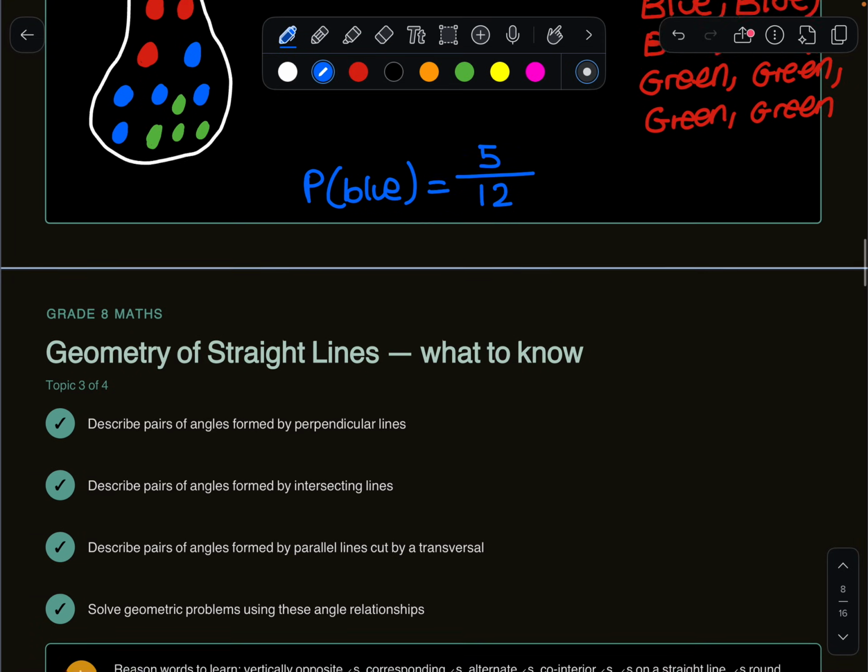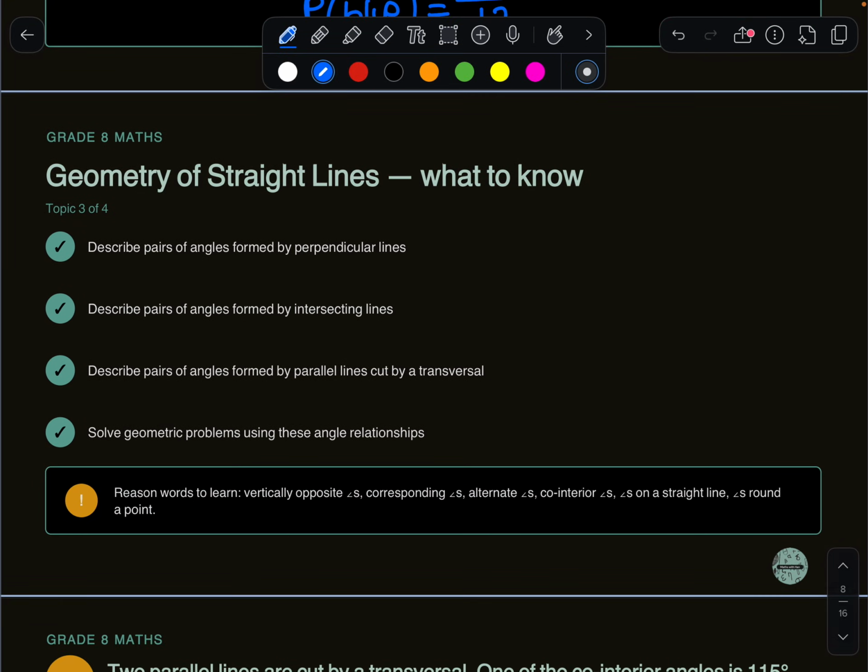Also, in this term, you are looking at the geometry of straight lines. So what to know is you need to describe pairs of angles formed by perpendicular lines. So that is just a 90-degree angle. Perpendicular lines are like this, and they form a 90-degree angle. You are going to be looking at pairs of angles formed by intersecting lines. So that would be a case like this. You have intersecting lines, and then you have vertically opposite angles. And what you should be learning is vertically opposite angles are equal.